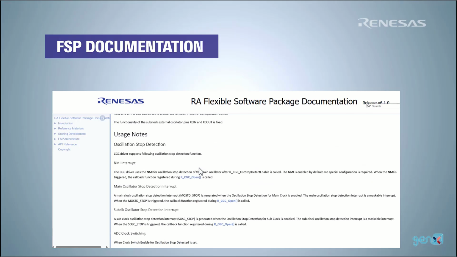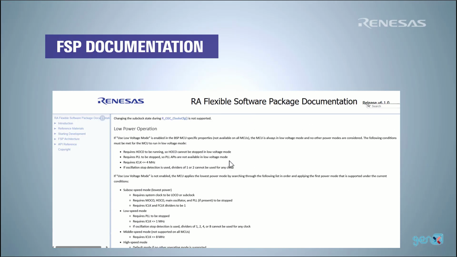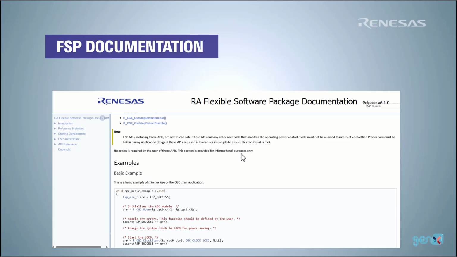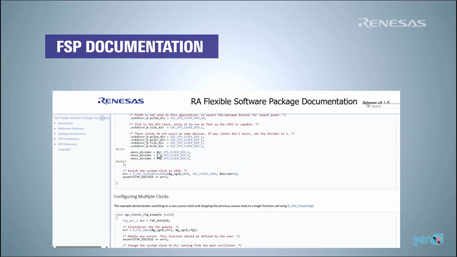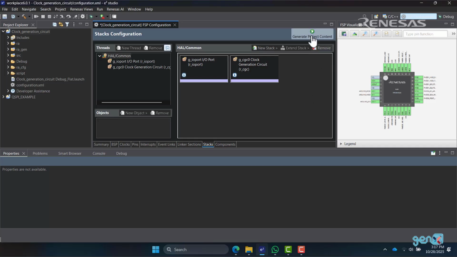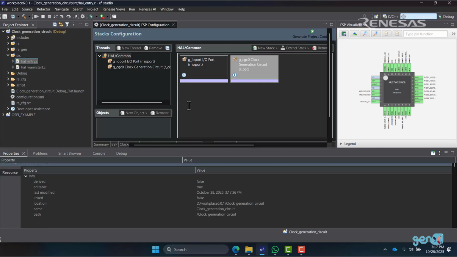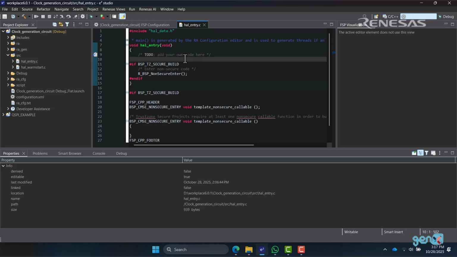If you scroll down further, you can find a basic example of how to change the system clock from the high speed on-chip oscillator to the low speed on-chip oscillator. After changing the system clock from high speed to low speed, we will measure the power difference between these modes. Now click on Generate Project Content, then click on the Proceed button. Now expand the src folder, then open the hal_entry.c file.